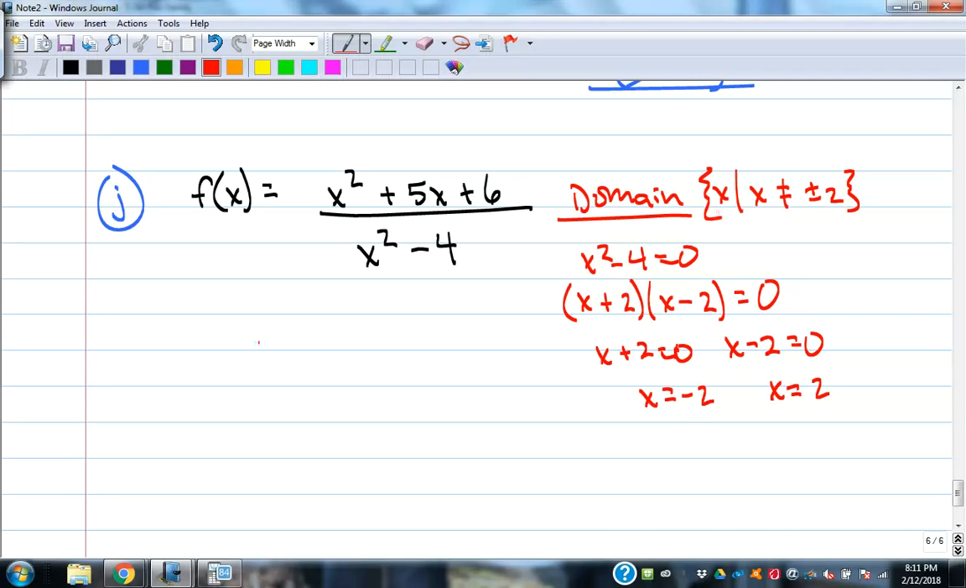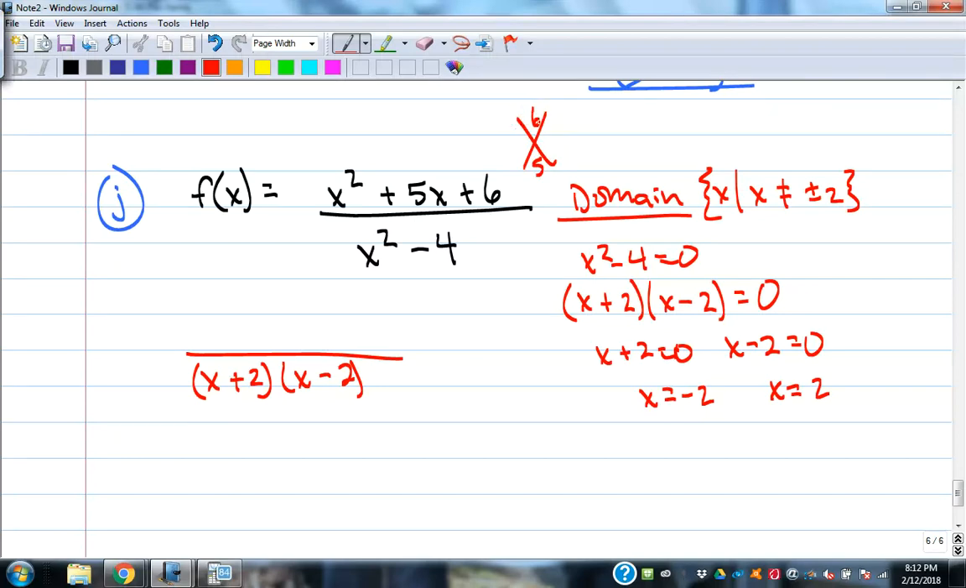That's nice. The next thing I'm going to do is check for simplifying. None of them we've done so far simplified. Maybe this one does. I don't know. Let's look at it. The denominator's factored: x plus 2 and x minus 2. What about the numerator? Multiply to be 6 and add to be 5.